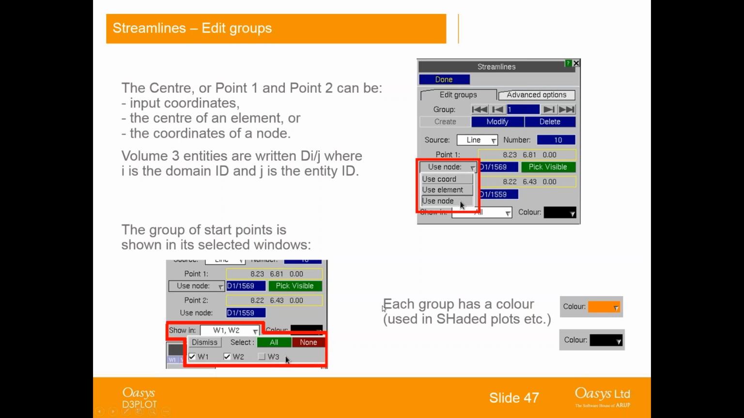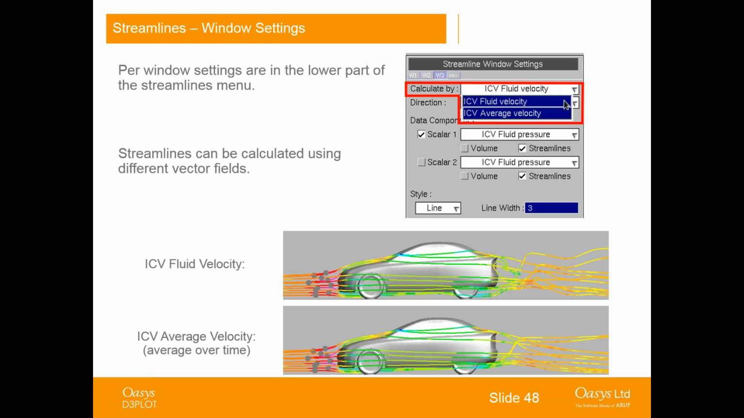Each of the groups has a color which is used in the shaded plots. We can have a group of starting points per window. So in common with the theme, we can now do things per window in D3plot. Per window settings are in the lower part of the Streamlines menu. Streamlines can be calculated using different vector fields. For example, the ICV field is here and the ICV average velocity is here, so the streamlines are slightly different for the two.